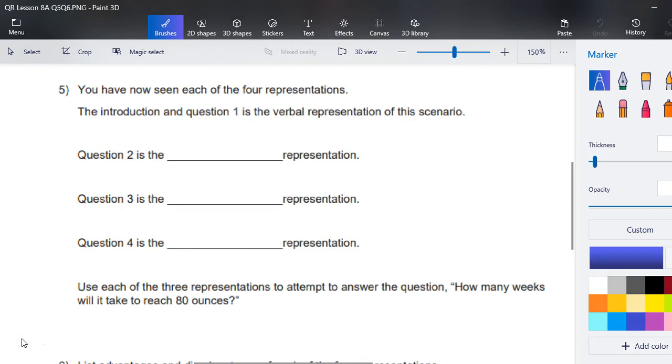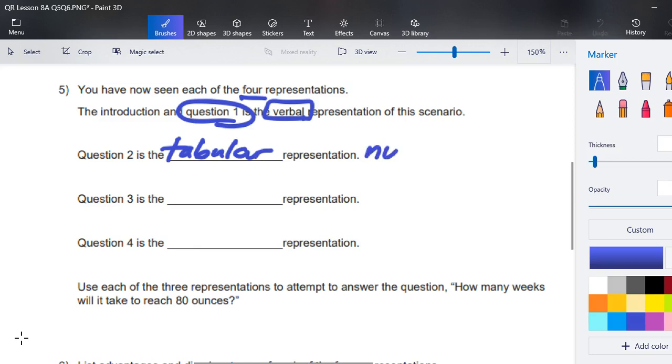So now we're at question 5, and I'll go ahead and put 6 with it. You've now seen each of the 4 representations. The introduction and question 1 is the verbal representation of this scenario. Now they want us to go back and look at question 2, which was a table. So we can use the word tabular, or we could even say it's numerical. We were using a bunch of numbers.